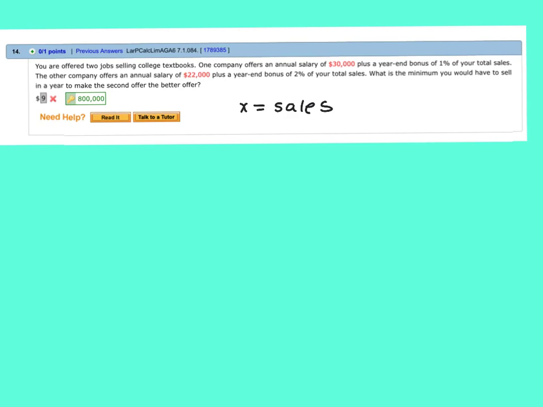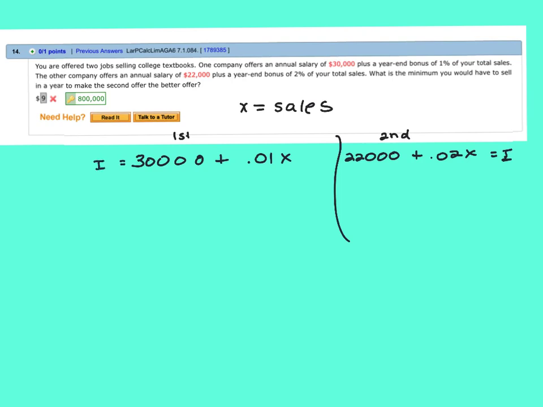So this is 2 equations, but it's actually still just one variable, okay? If your salary is $30,000 plus 0.01 of your sales for the first company, that's the first one. And then for the second one, it's $22,000 plus 0.02 of your sales. So this would both equal your income. So that's where it kind of has a system. But the question is, what's the minimum you would have to sell in order to make the second offer better? So if it's better, then it's going to be greater than, right?